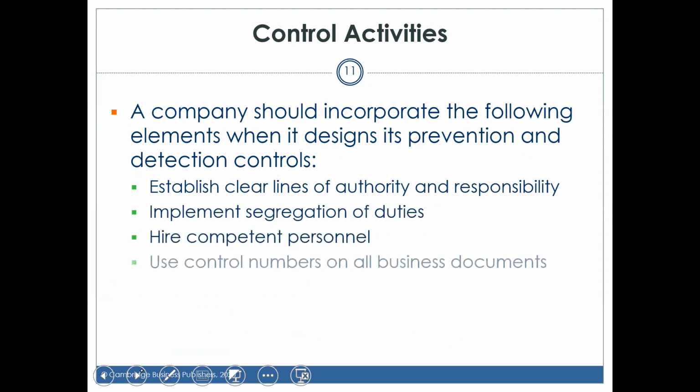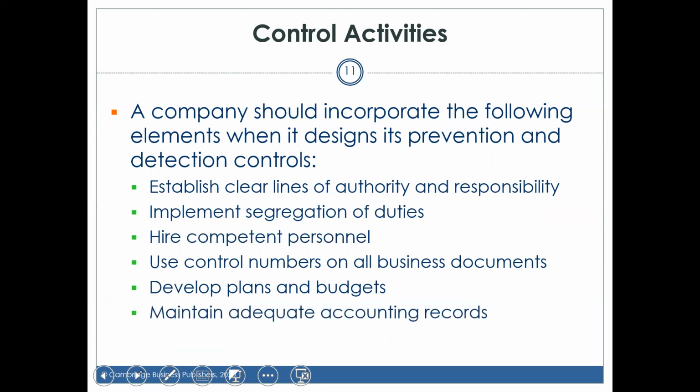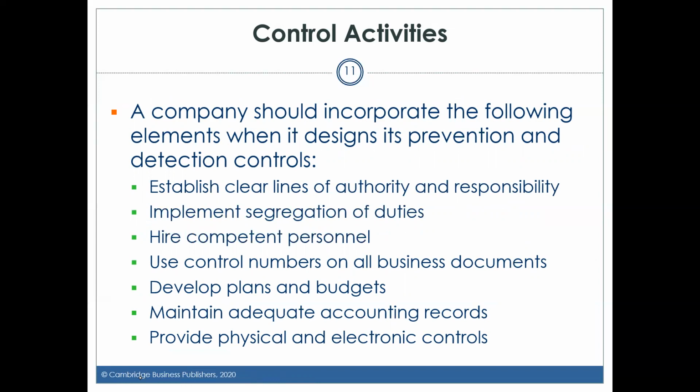So along with the control activities, what are some preventive and detective controls that could be implemented? Establishing clear lines of authority and responsibility, implementing segregation of duties, and we'll talk about that. Segregation of duties is where you don't have one employee performing multiple functions. And we'll talk about what those functions are. One employee can do multiple things, that's fine, but it has to fall under one function. You want to separate duties.